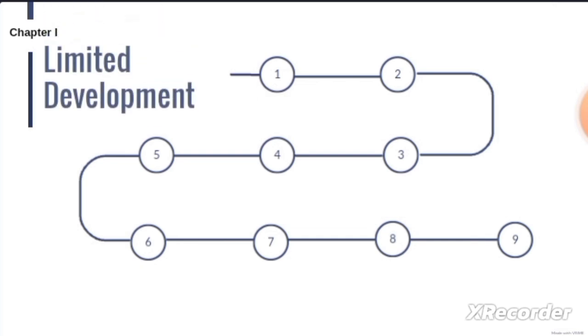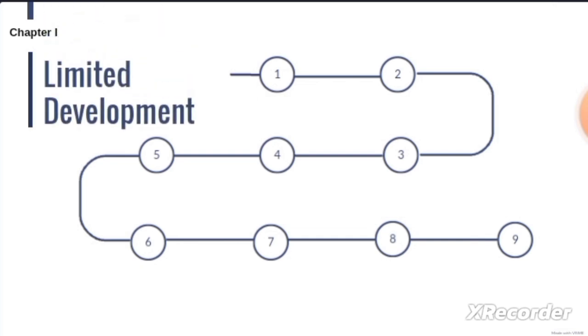Let's begin with Chapter 1, Limited Development in Physics and Mathematics. A limited development of a function at a point is a polynomial approximation of that function in the neighborhood of that point. This means expressing the function in the form of the sum of a polynomial function and a negligible remainder in the neighborhood of the point considered.